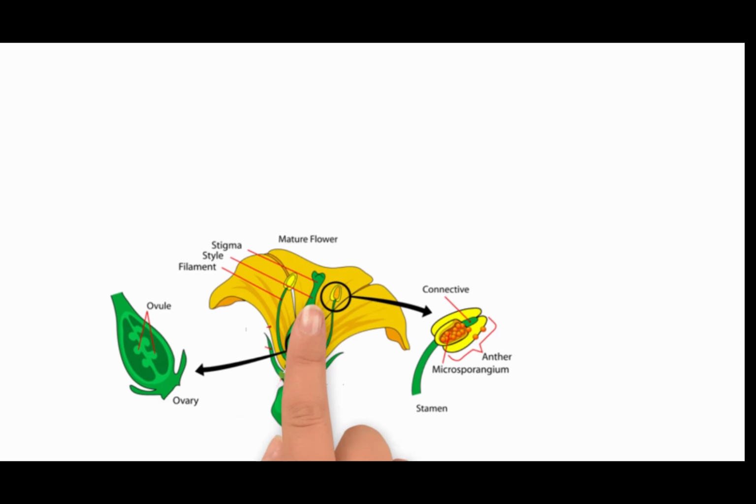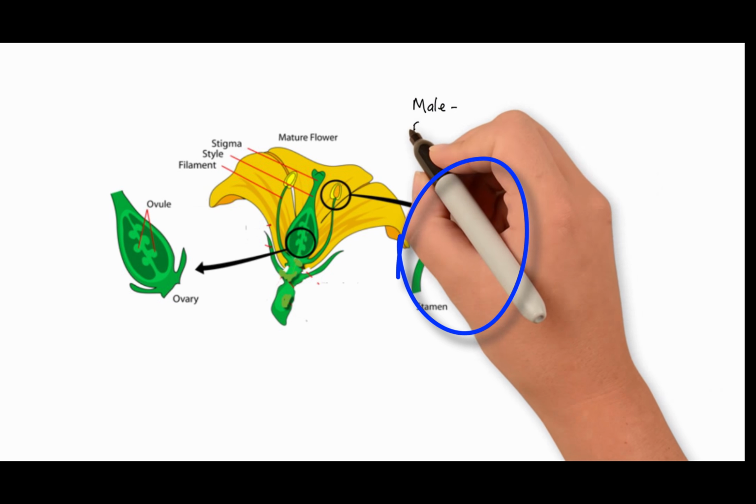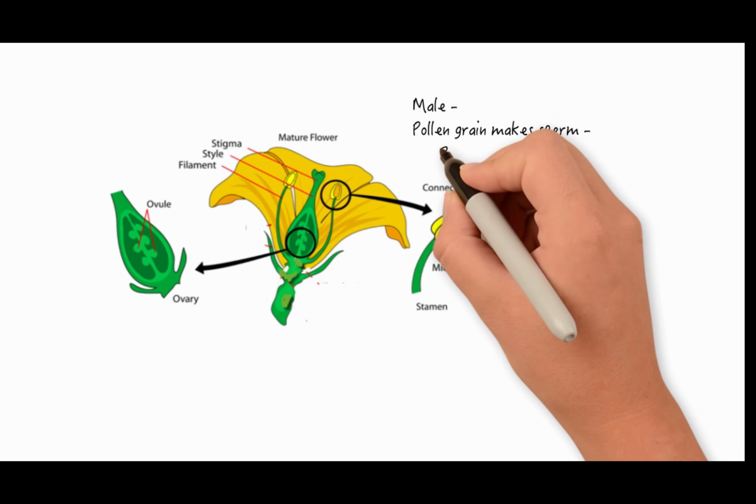Here's another picture with a bit more detail of the male and female reproductive structures in the flower. Here is the stamen with its anther. The anther makes the pollen grain, which makes the sperm. Each pollen grain makes two sperm.